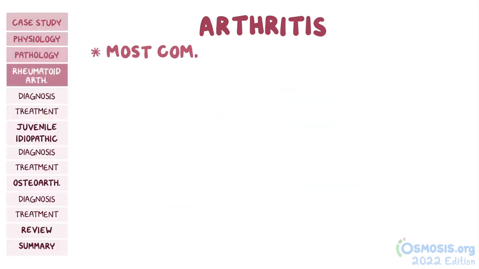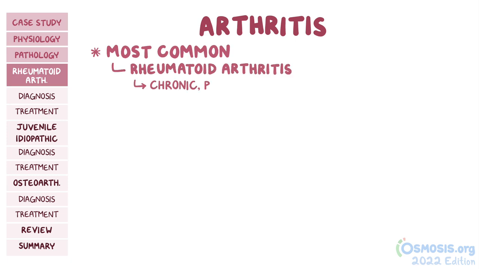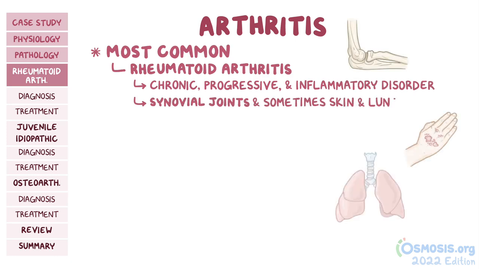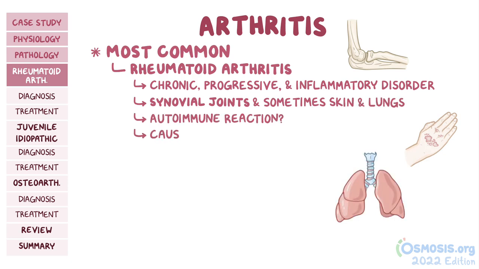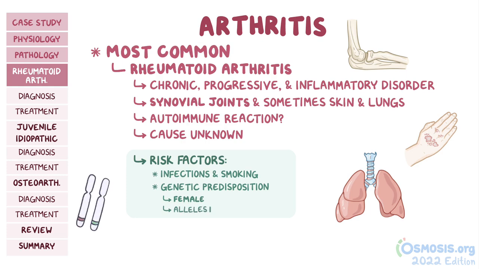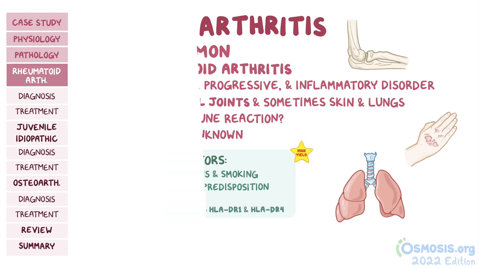Let's begin with the most common type of inflammatory arthritis. Rheumatoid arthritis is a chronic, progressive, and inflammatory disorder that affects synovial joints and sometimes other parts of the body, like the skin and the lungs. It's thought to be an autoimmune reaction, however, the exact cause is unknown. Generally speaking, it seems to be associated with environmental risk factors, like infections and smoking, and with a genetic predisposition, like in biologically female individuals, and having the alleles HLA-DR1 and HLA-DR4.